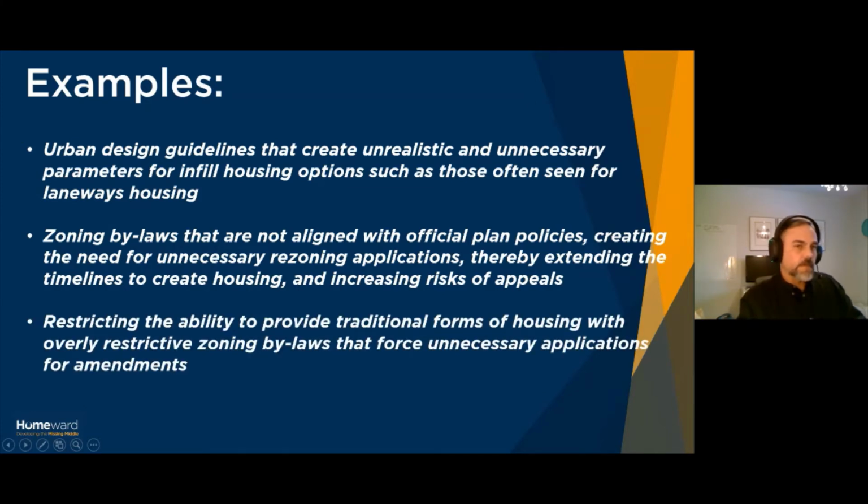Another issue is restricting the ability to provide traditional forms of housing with overly restrictive zoning bylaws, forcing unnecessary applications for amendments. So again, if you saw those images I showed before of those historic forms of housing, they're virtually impossible to build now because of parking requirements or what have you. And we know they work, we know they fit particular needs within that continuum of housing, and yet they're almost impossible to develop. That means our processes aren't achieving the goals that our communities need.